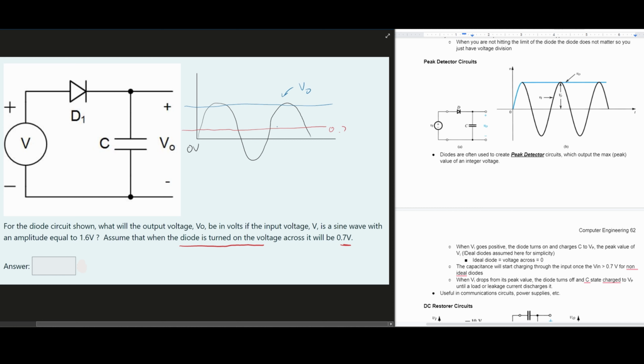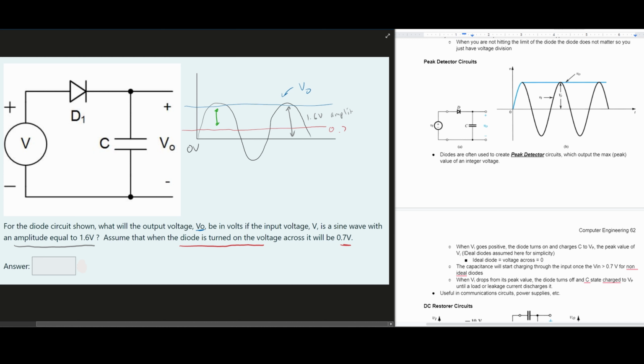This is our Vo, which is what we want to find. What will the output voltage be? Well, it's going to be the difference of this right here. We know that the sine wave amplitude is equal to 1.6 volts, and amplitude is just the value from here to here. For our problem, it's 1.6 volts.